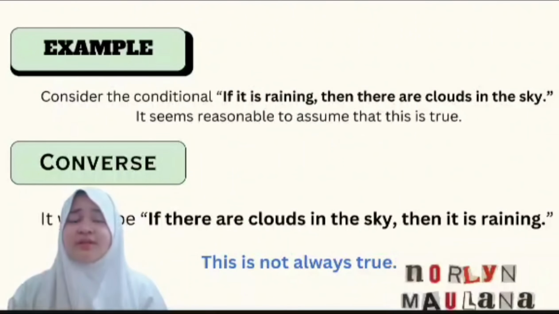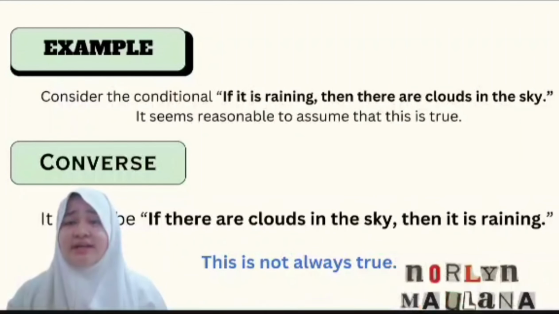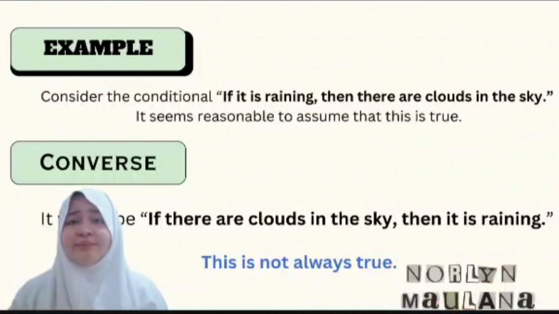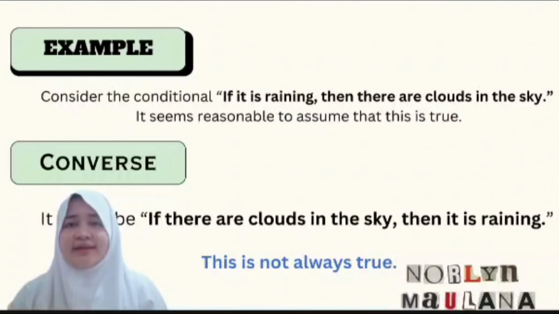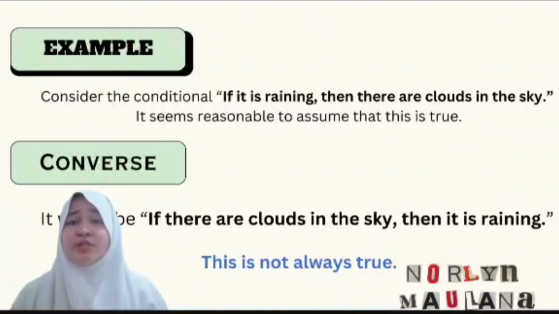From the definition, converse is an if-then situation that is reversed. For example, if it is raining, then there are clouds in the sky, which seems to be true. The converse is that if there are clouds in the sky, then it is raining. That is not always true, if we focus on its meaning.